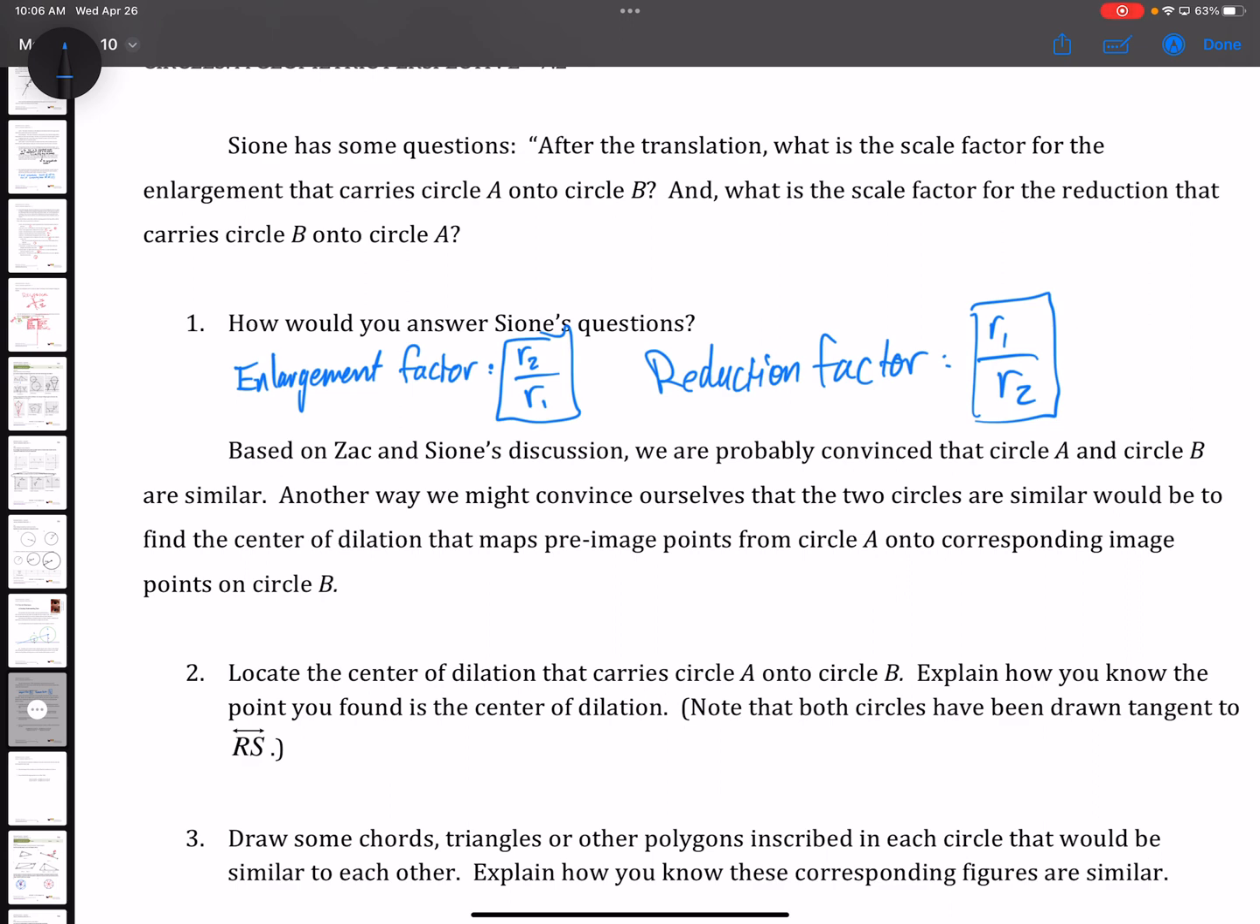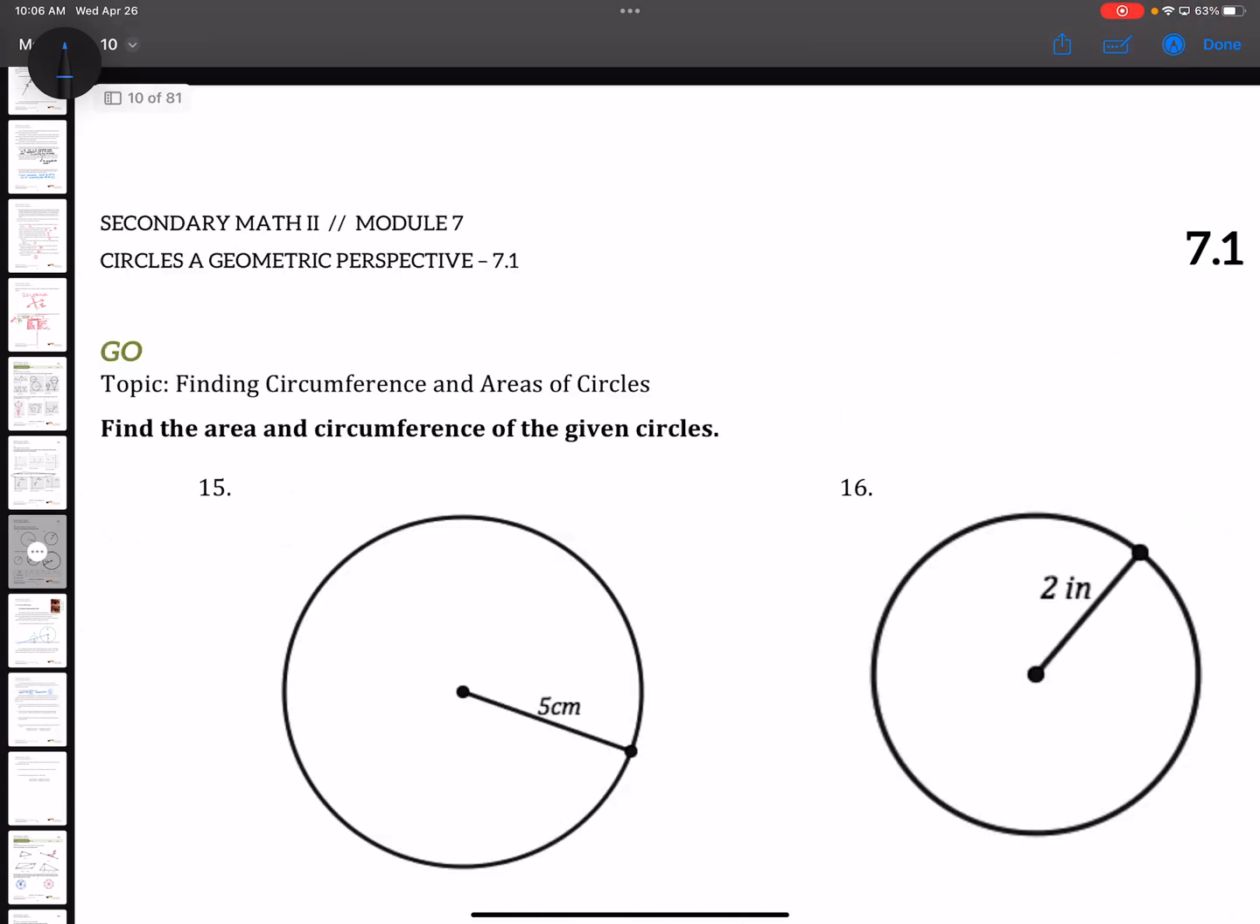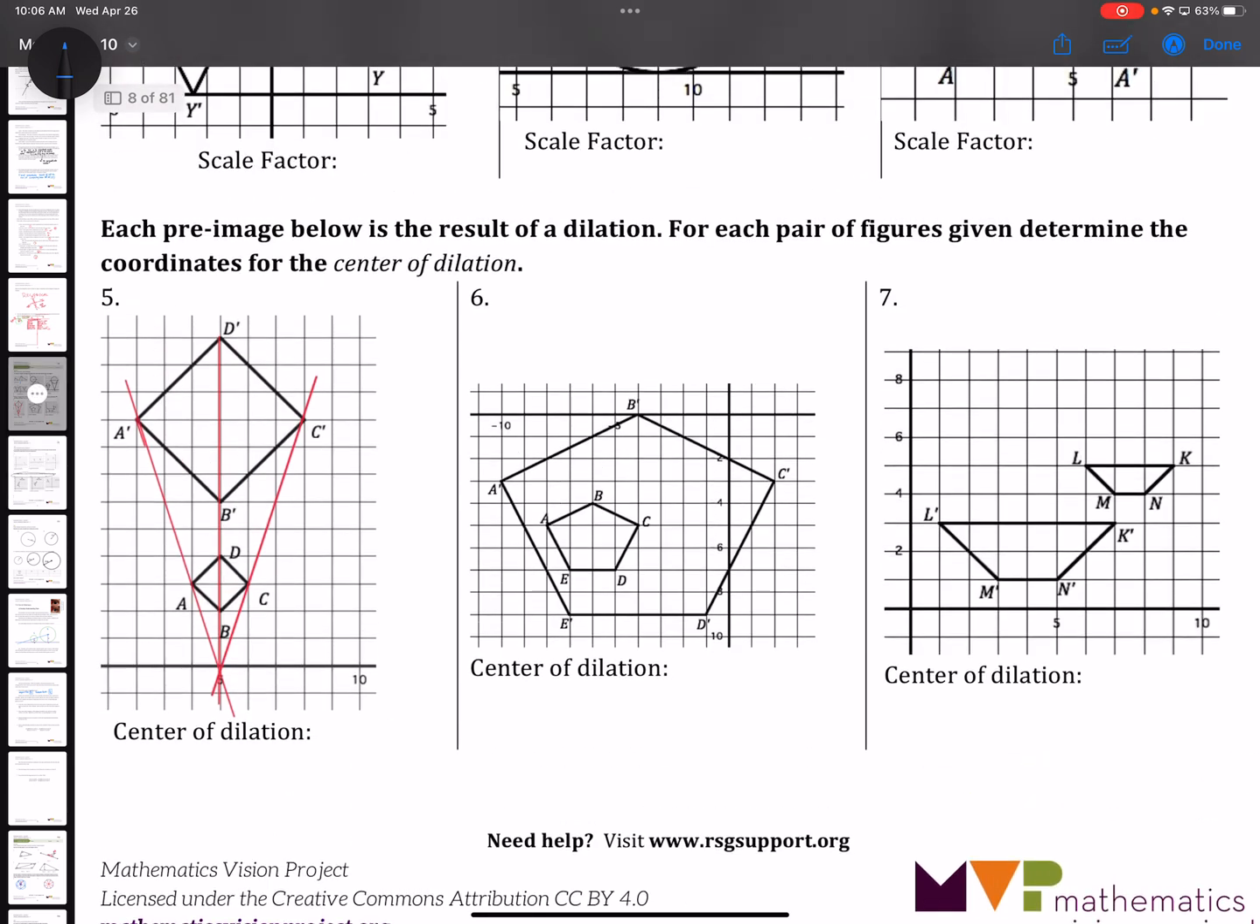How could we locate the center of dilation from circle A to circle B? Pick two corresponding points. How do we find the center of dilation? Up here, what did we do to find the center of dilation? We find corresponding points and draw lines through them.